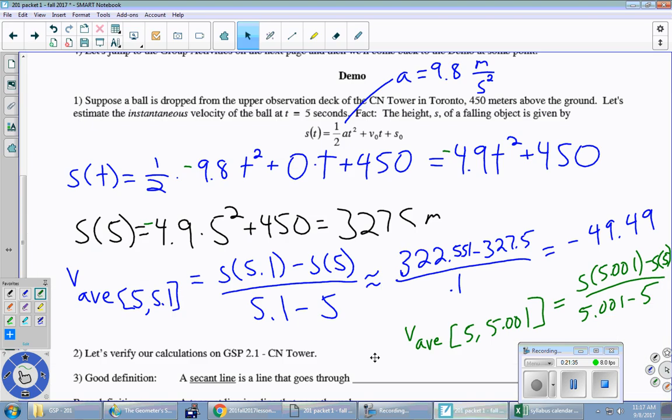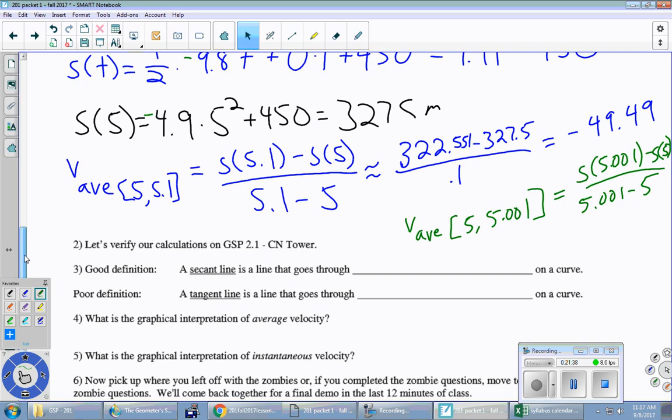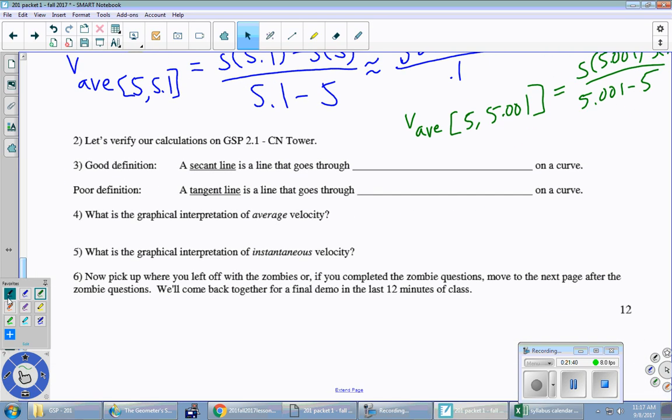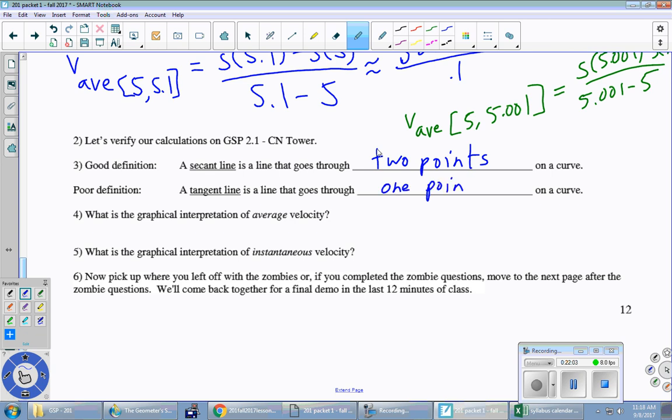So I think I've got all that stuff written out. Let's just fill in some blanks here. Okay, number 3. Good definition. A secant line is a line that goes through how many points on a curve? 2 points. Go ahead and fill that in there. And now we're going to define tangent line poorly, but it's good enough for right now. Tangent line is a line that goes through 1 point on a curve.